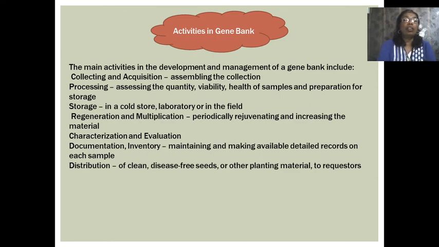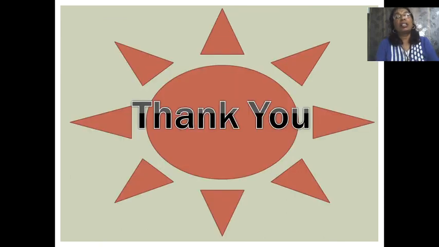Then documentation is done. Inventory, that is maintaining and making available detailed records, is essential for each and every sample. Afterward distribution is done: clean, disease free seeds or other planting material to requestors. These are supplied for multiplication. These are the number of activities done in the gene bank.